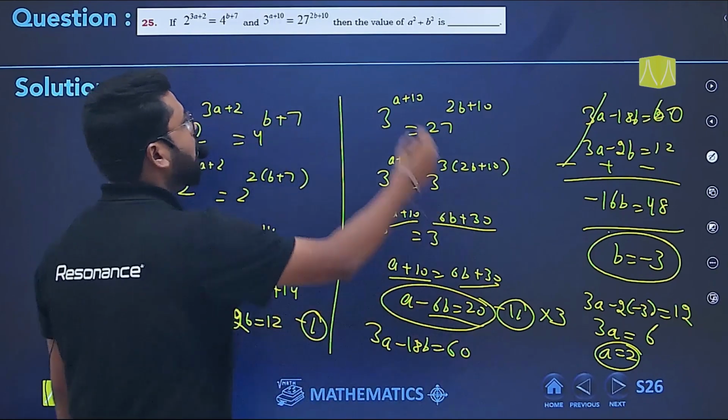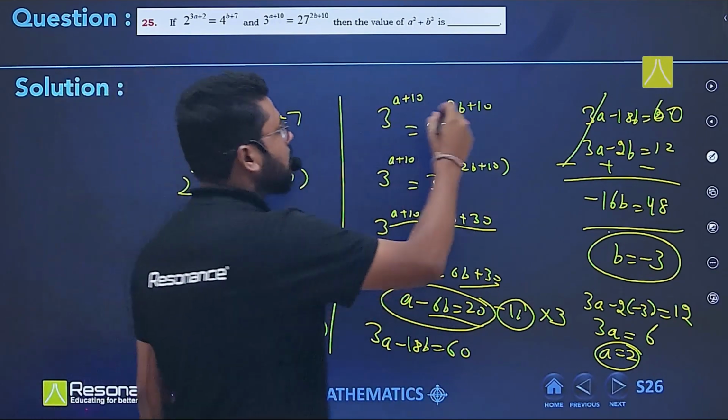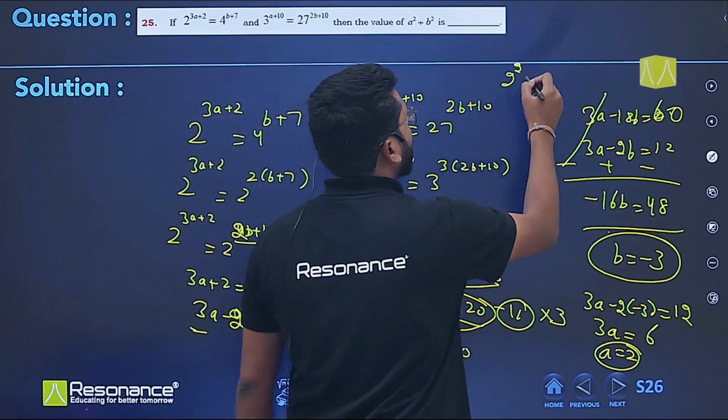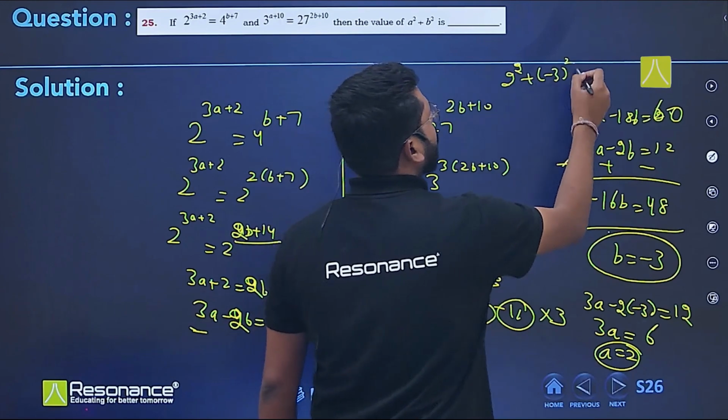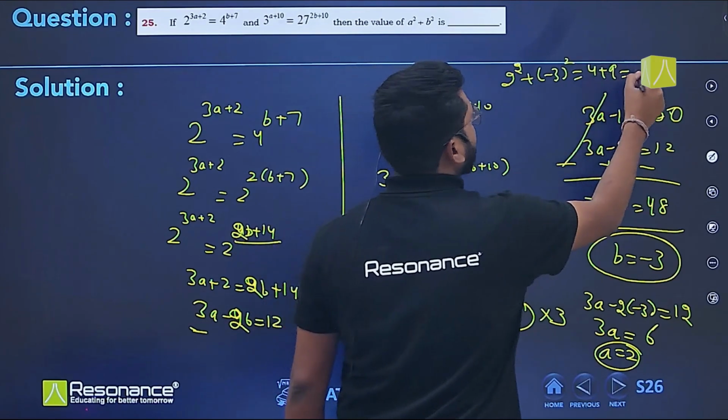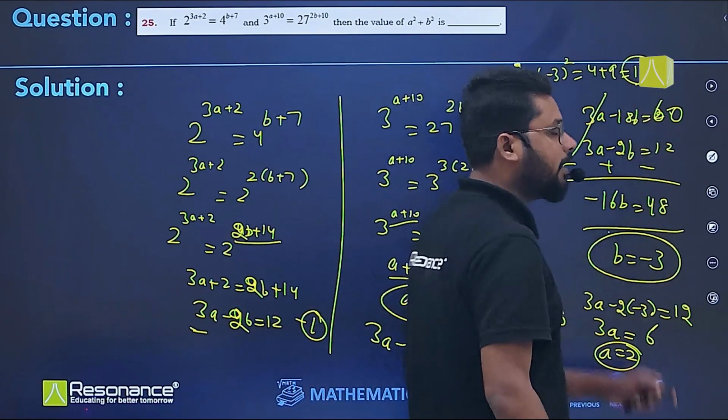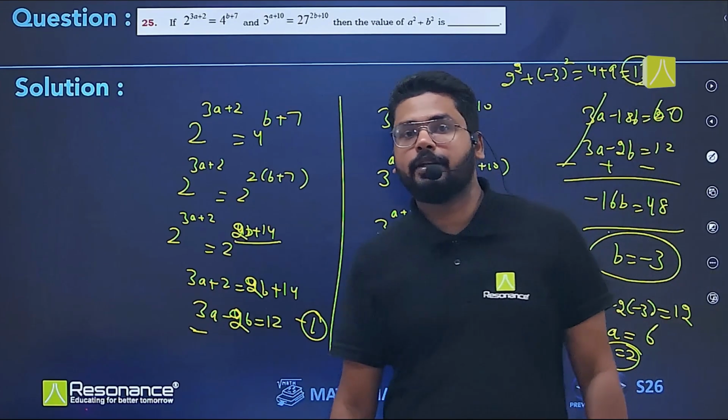Now you have to find the value of a square plus b square. This means 2 square plus minus 3 square. So it will be 4 plus 9, that is 13. So our correct answer is 13 for this question.